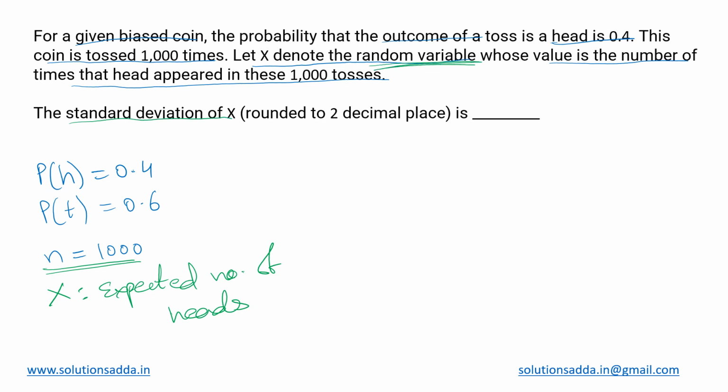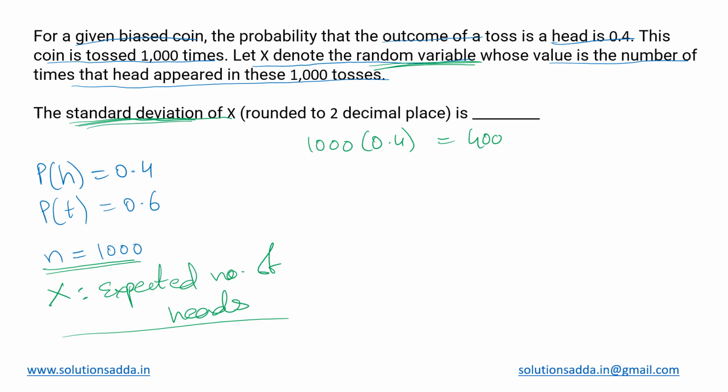We can't simply say that there are 1000 tosses and for every toss the probability of getting a head is 0.4, so we can expect 400 heads in the entire number of trials. But that is not what they have asked us. We want the standard deviation of x.